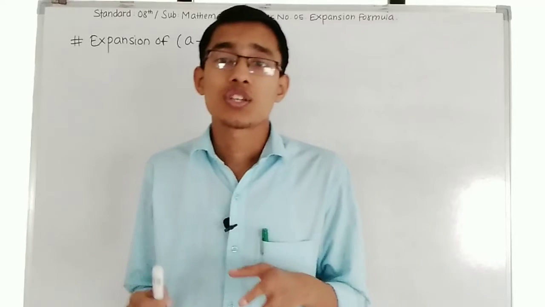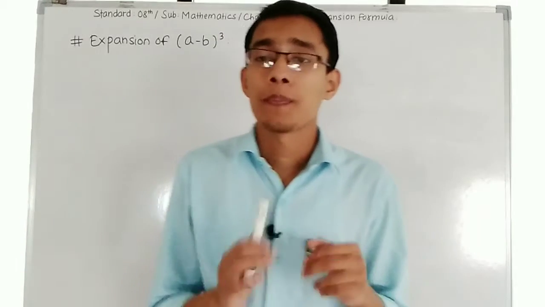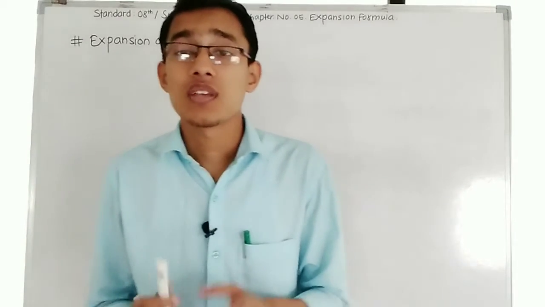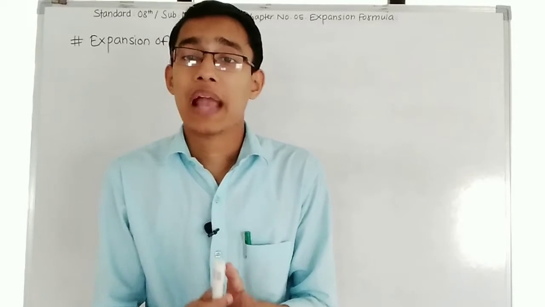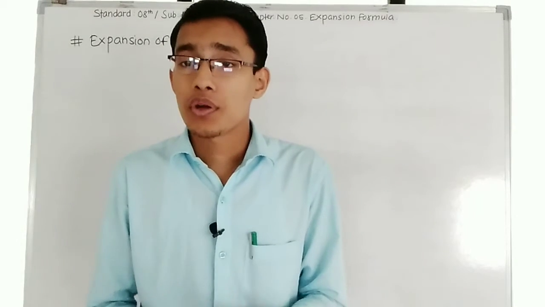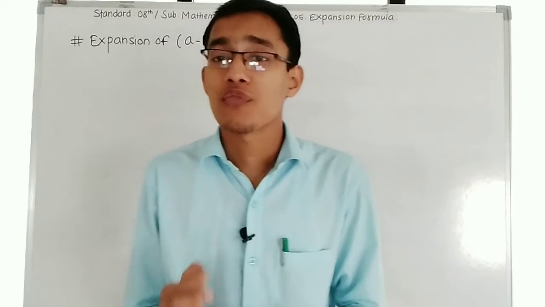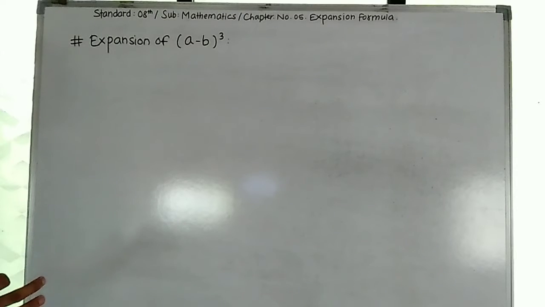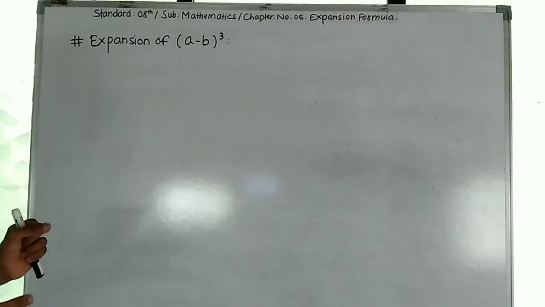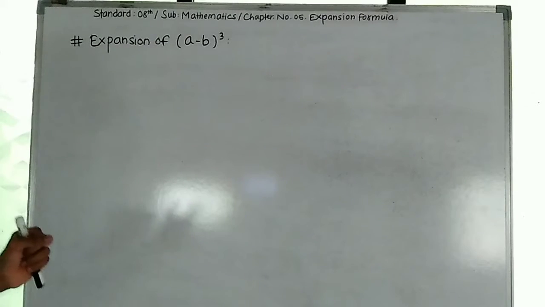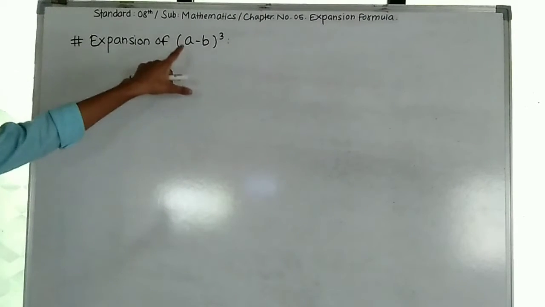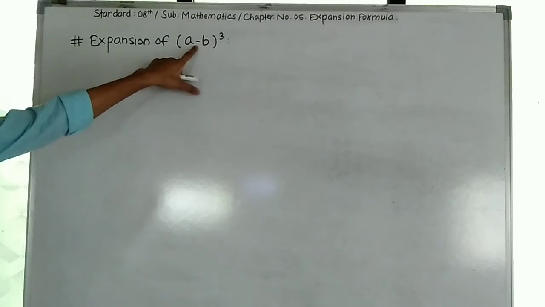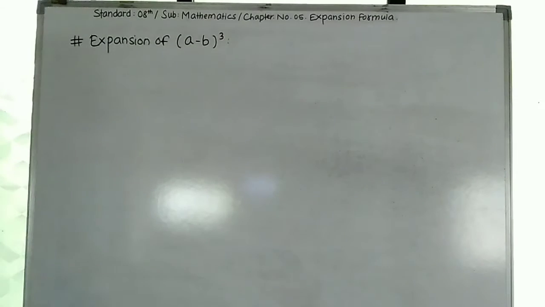We are learning chapter number 5, that is expansion formula. In the previous lecture we have seen the expansion of (a plus b) raised to cube. Now in this lecture we are going to see the expansion of the form (a minus b) raised to cube. The only difference is the sign or the operator used between the terms. In the previous expansion type we have seen the plus sign, but in this type we are going to see the negative sign between the terms. So let us find the expansion of this term.